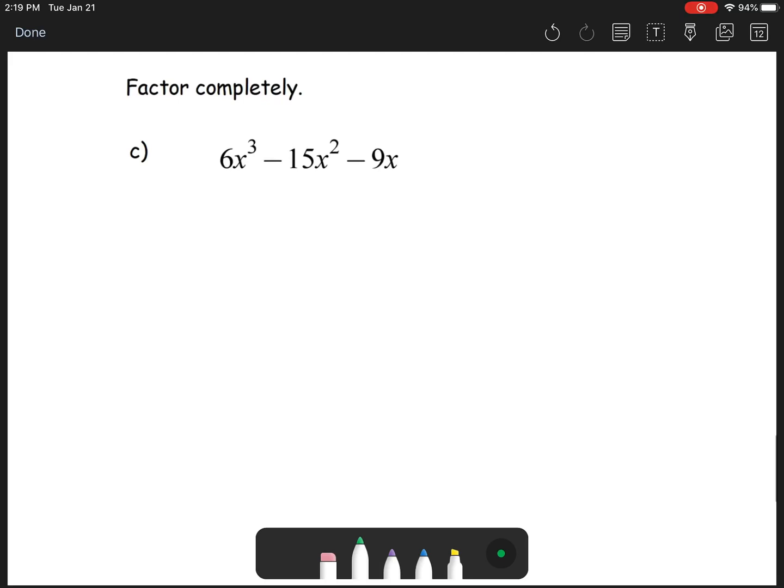We're going to look at one more problem. Again, if you haven't yet, this would be the perfect time to pause and see if you can figure this out. It's really important to practice it individually so you know what you're understanding and what you need to ask questions on. We're looking at 6x cubed minus 15x squared minus 9x. The leading coefficient is positive, so I don't have to factor a negative out. Looking at 6, 15, and 9, 3 goes into all of those numbers. And then all of these have an x, so we can factor an x out.